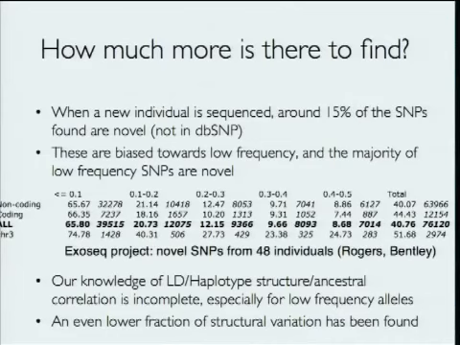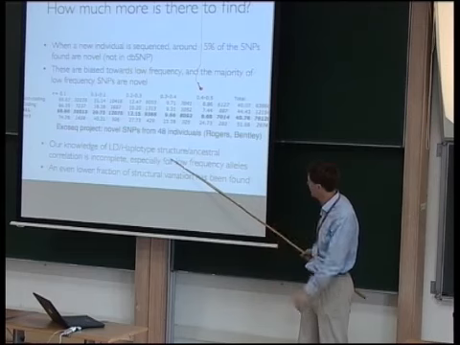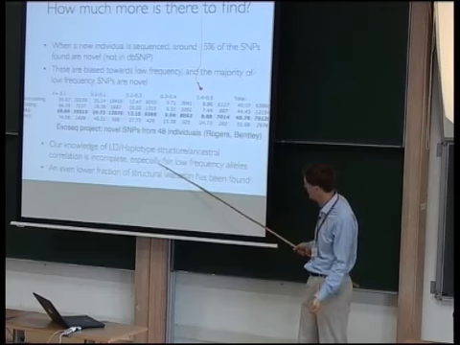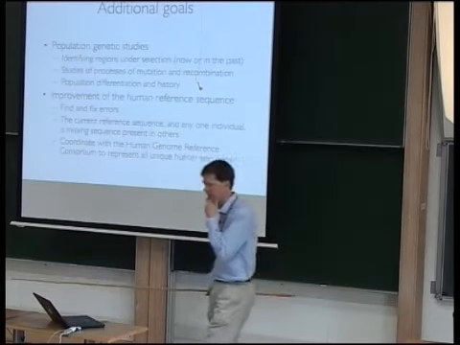About 2/3 of all the variants which are below 10% frequency were novel. About 20% of the variants in this region, and 10% of the variants above 0.2 frequency. So we found most of the variants that are above 0.2 frequency, but only a minority of the ones below 0.1 frequency. And our knowledge of the ancestral correlation structures is definitely incomplete, and same for structural variation. So there's quite a lot more to find.